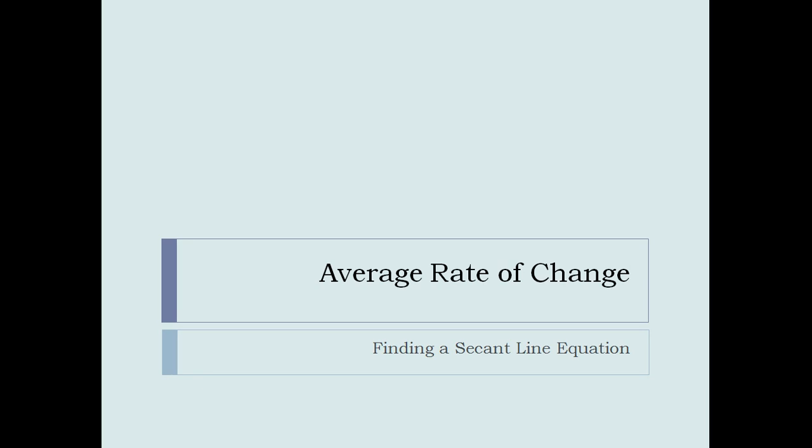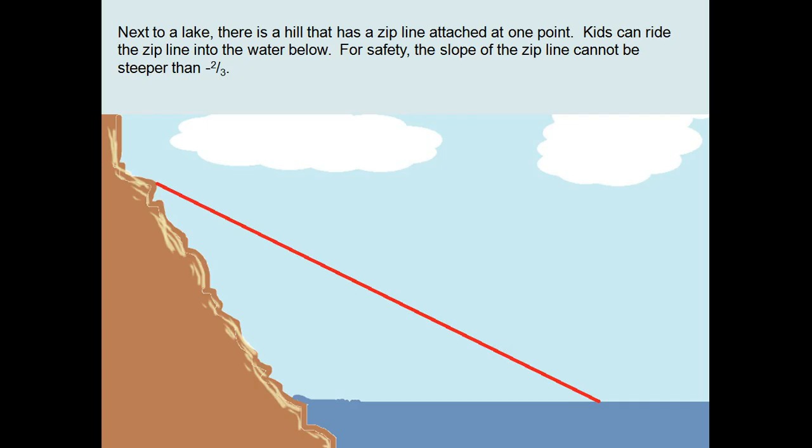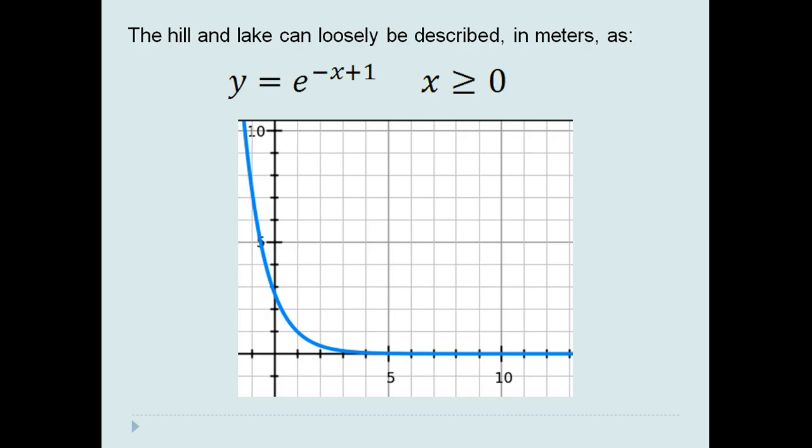So today we are going to find the average rate of change of a function and use that value to find a secant line of the function. Now we're starting with a word problem, and we have a hill and a lake, and there's a zip line that's mounted to the hill and ends in the lake that kids can slide down. For safety, the slope of the zip line cannot be steeper than -2/3.